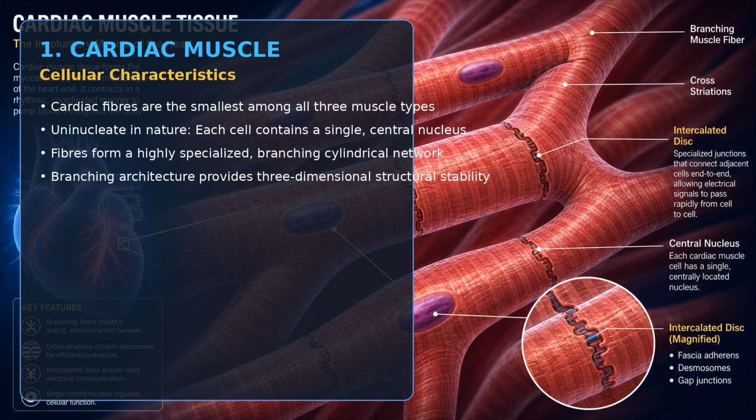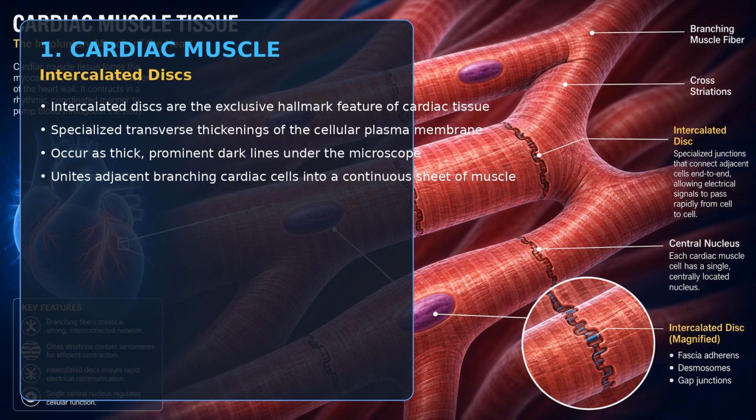Structurally, cardiac muscle fibers are the smallest among the three muscle types. They are uninucleate, containing a single, centrally located nucleus, and they form a complex branching network. A defining and exclusive feature of cardiac tissue is the presence of intercalated discs. These are specialized transverse thickenings of the plasma membrane that unite adjacent branching fibers.